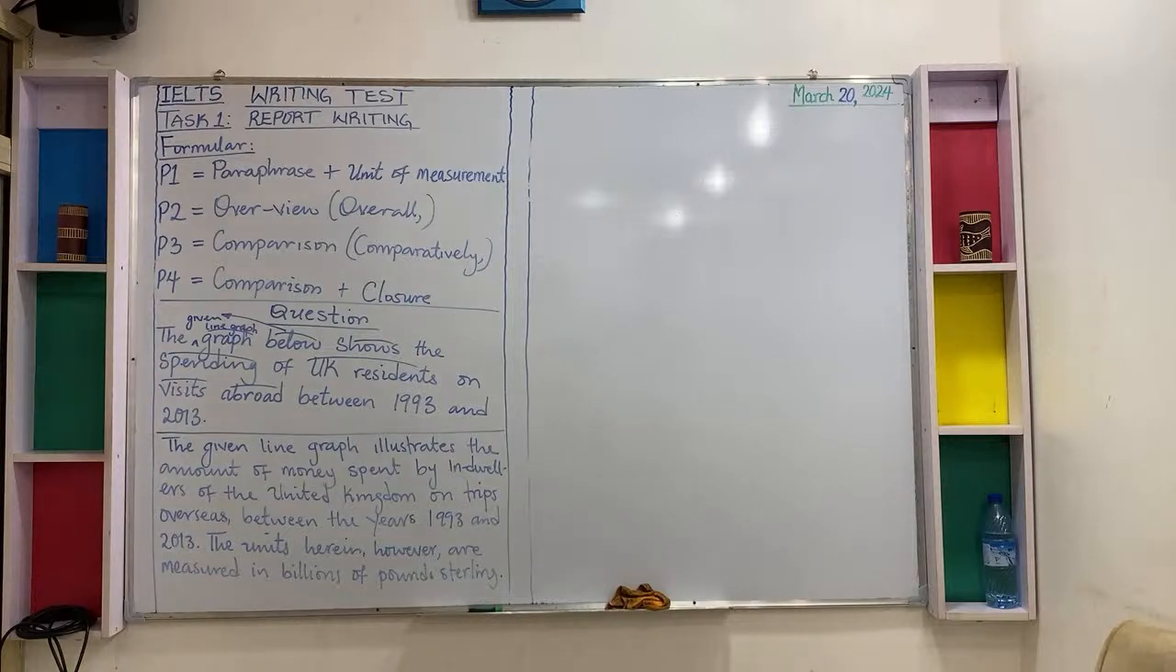I said, when you are writing your second paragraph, give a description of this particular chart, but don't mention any value. Don't say anything relating to pounds, billions of pounds. Don't mention anything. Do you understand this? Look at what we're going to do.